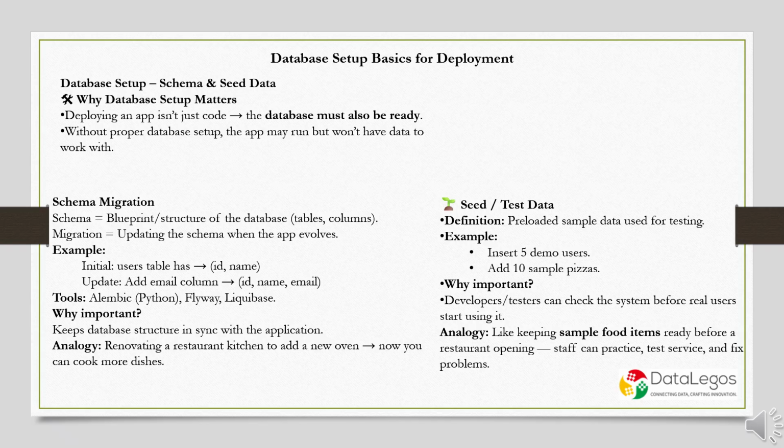Seed/test data. Definition: preloaded sample data used for testing. Examples: insert 5 demo users, add 10 sample pizzas. Why it's important: developers and testers can check the system before real users arrive. Analogy: like keeping sample food items ready before opening, staff can practice, test service, and fix issues early.